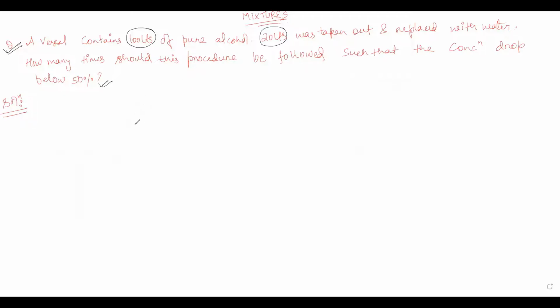We have one formula for calculating the quantity of liquid left in the vessel after an operation, and that is given by x into 1 minus y by x to the power n, where x is the initial quantity of liquid in the vessel and y is the quantity that is being replaced. So if we simply use the values, this would be 100 times 1 minus 20 upon 100 to the power n.